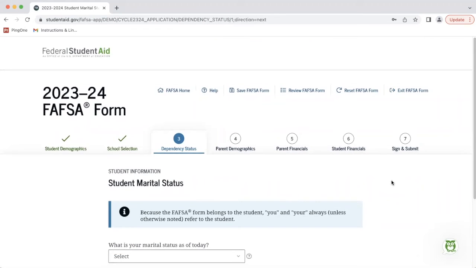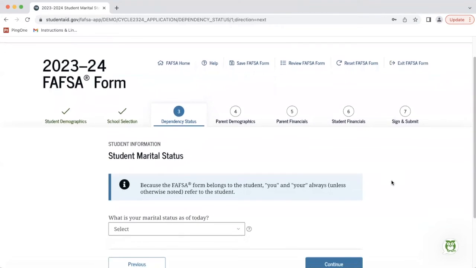As we progress through the FAFSA, we now enter the dependency section. This section is used to determine if we need to provide parent information or not. The first question it will ask is, what is your marital status as of today? Now, remember, at this point in the FAFSA, it's still strictly referring to the student, not the parent.